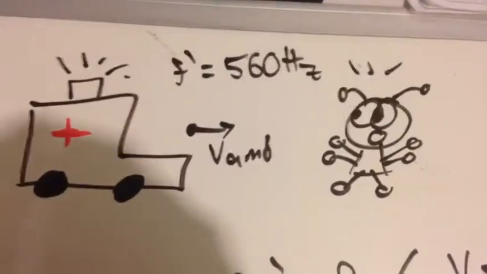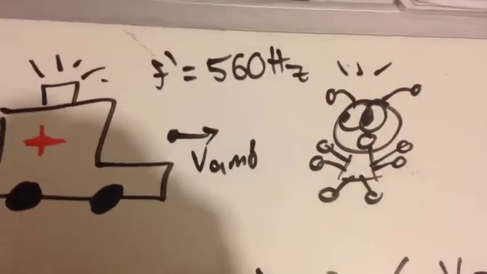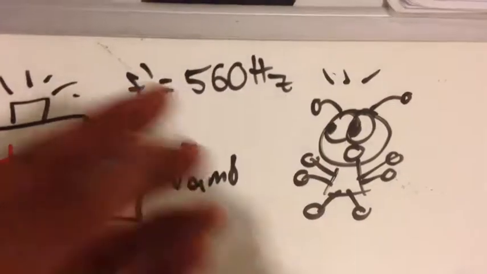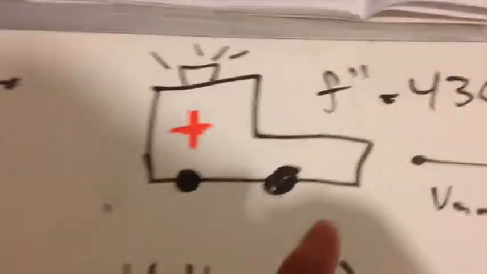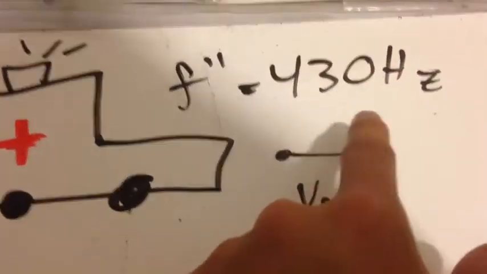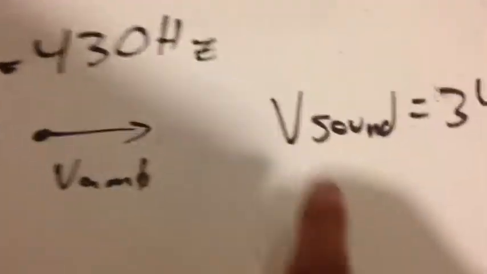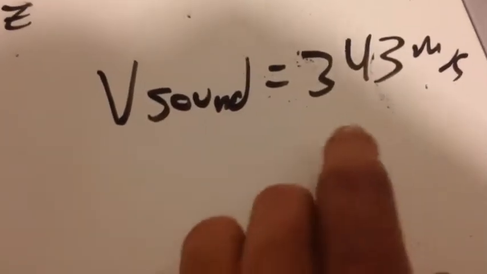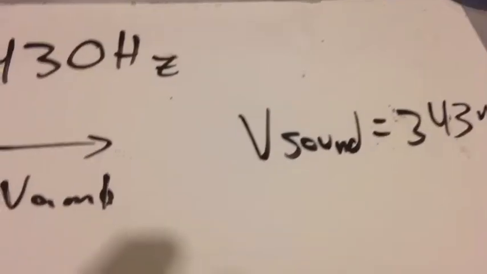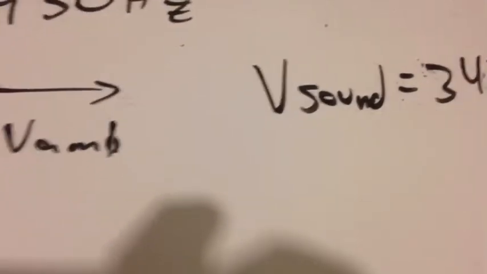We visualize the problem. We have an ambulance heading towards you, and you hear the siren at a frequency of 560 Hz. Once it passes, you hear the frequency at 430 Hz. And the velocity of sound is, we know, 343 meters per second in the air.